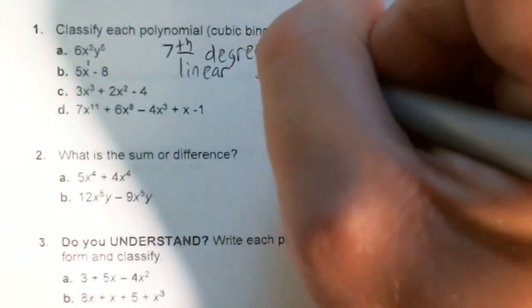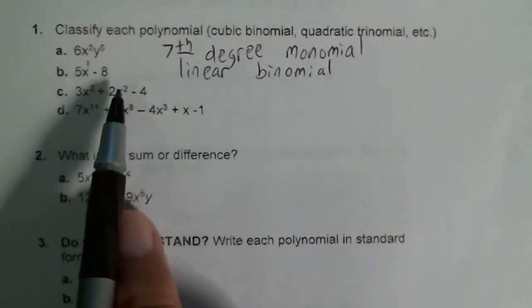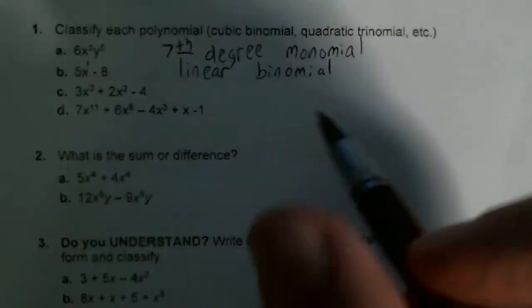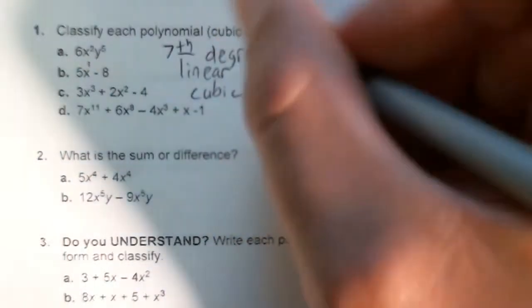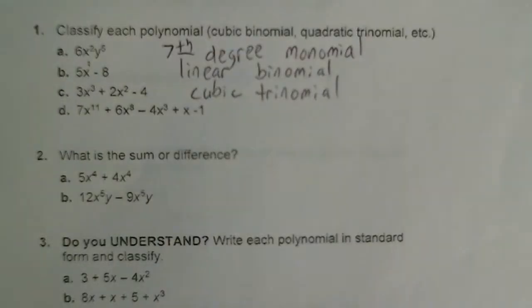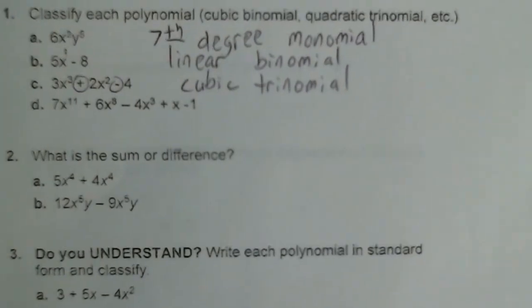Linear binomial. Okay, the next is written in standard form, 3, 2, and then nothing. So the 3 means it's a cubic, so the degree is 3rd degree, that means cubic, and we have 1, 2, 3 terms, cubic trinomial. How do you know what a term is? Terms are separated by pluses and minuses. Okay, so that plus and minus separates our terms.